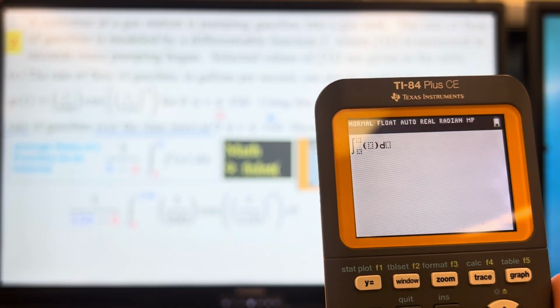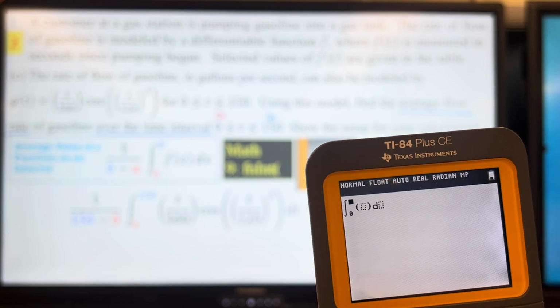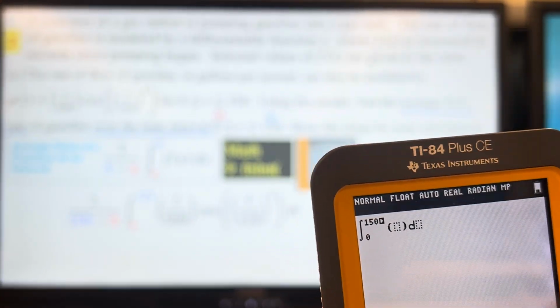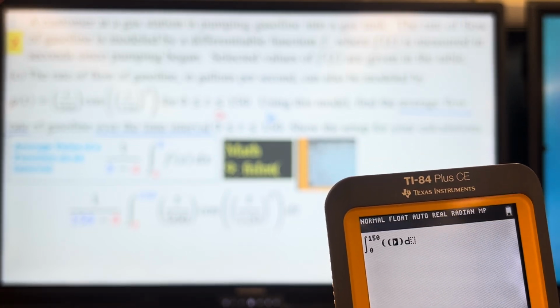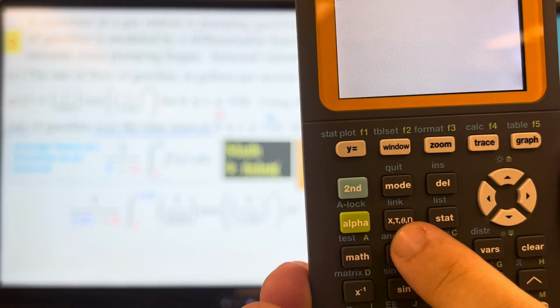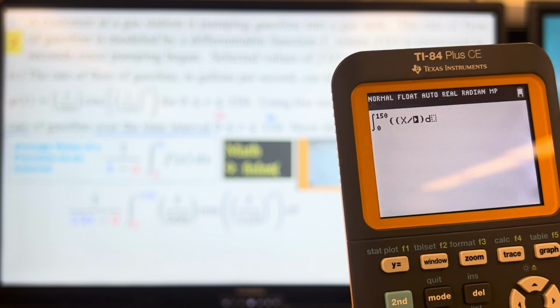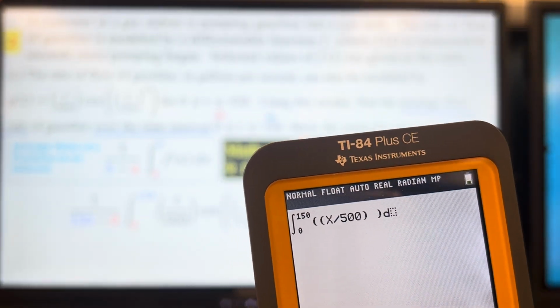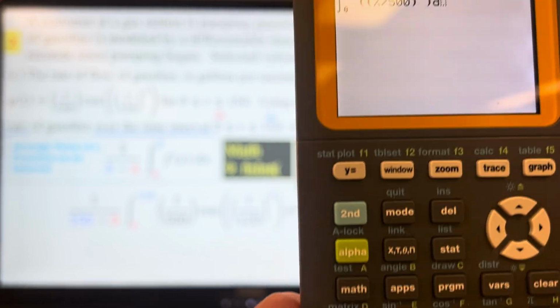Now we're just going to type in these numbers: 0, 150. We're going to click over, and now we're going to do parentheses. Instead of t, we're just going to use x. The x button's right here. x divided by 500. Close the parenthesis right there. Open and close parentheses, and then we're going to hit cosine. Cosine's right here.